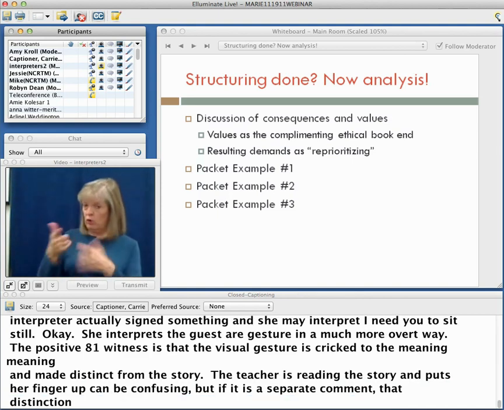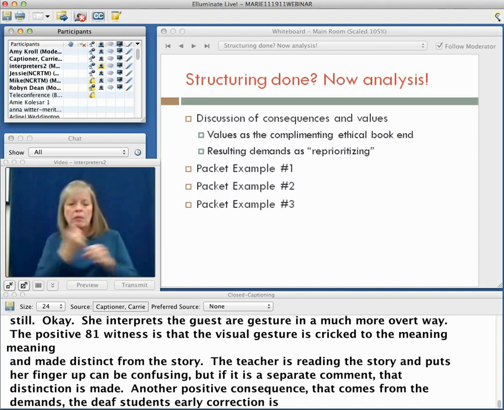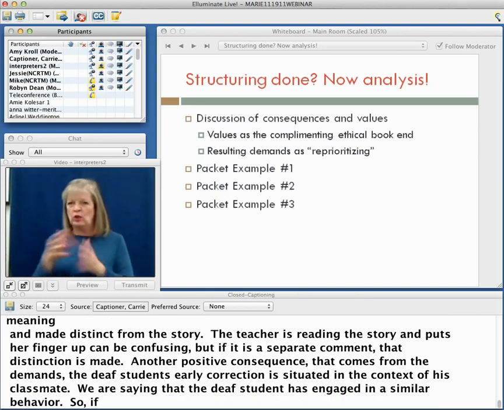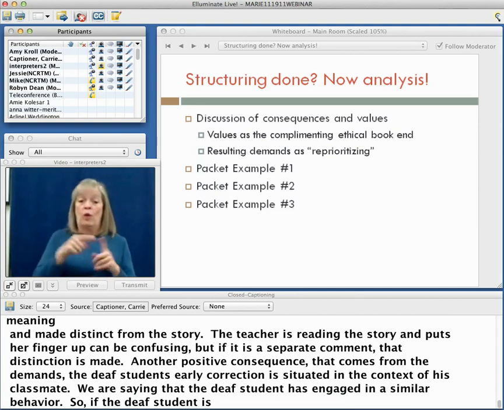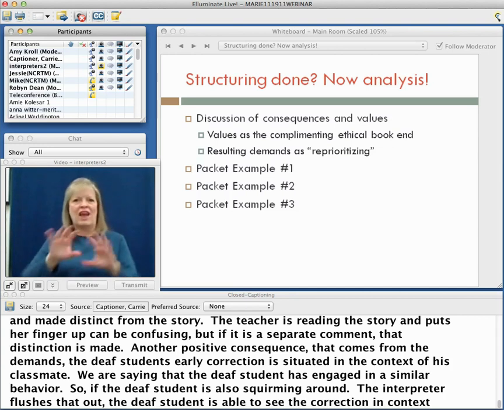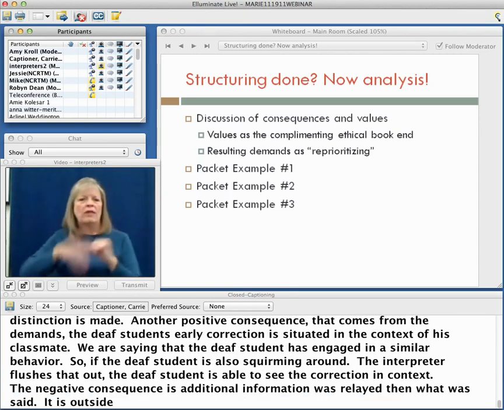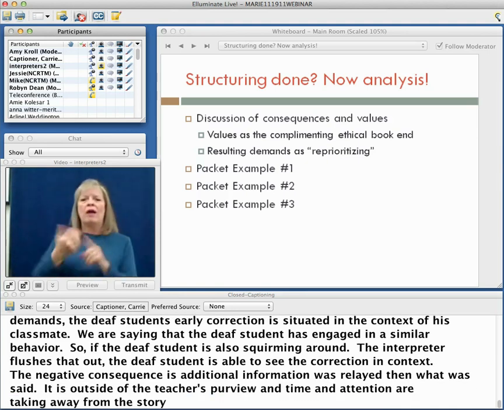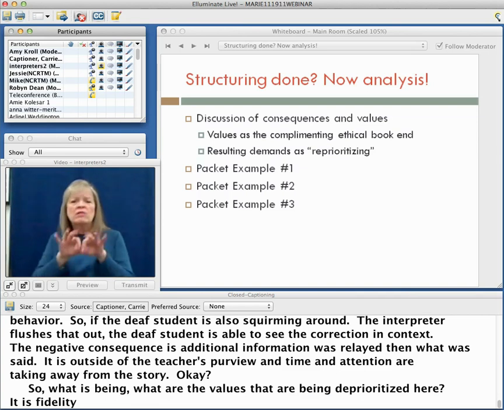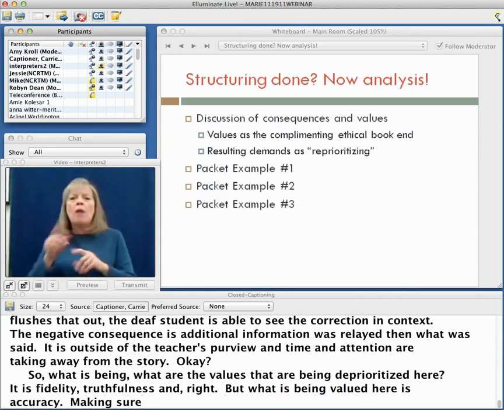Another positive consequence which comes from these concurrent demands is that the deaf student's earlier correction is situated in the context of his classmate. In the concurrent demand, we say that the deaf student has engaged in a similar behavior. So if the deaf student is also squirming around, right, and the interpreter makes that fleshed out, then the deaf student is able to see that correction in context. The negative consequence is that additional information was relayed beyond what was said, and it's outside of the teacher's purview. And time and attention are taken away from the story. Okay, so what's being deprioritized here is fidelity, truthfulness, right? But what's being valued here is accuracy, making sure that there's clarity in the information.